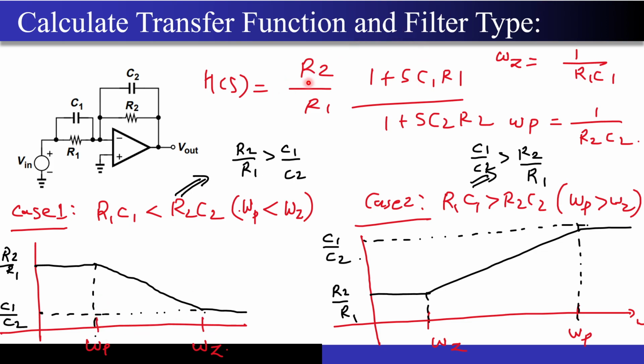At 0 frequencies, my gain was what? R2 by R1. So I have to start with the R2 by R1. I will go flat till I hit my pole. Then I will start to roll off with 20 dB per decade. The moment the zero hits, my roll off will actually get flattened out, and at higher frequencies, my gain is what? C1 by C2. On the contrary side, if my R1 C1 is greater than R2 C2, what will happen is my zero will actually lie first and my pole will lie second.